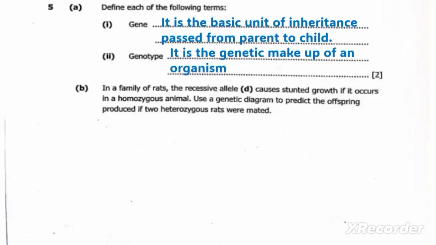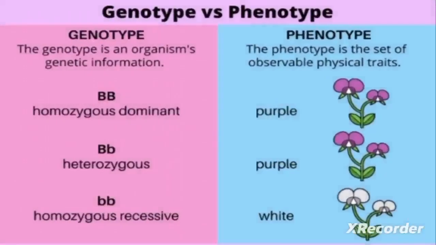Use a genetic diagram to predict the offspring produced if two heterozygous rats were mated. So the first thing that we need to do is to understand heterozygous. Before we understand heterozygous, we need to understand that homozygous means having the same alleles. As we can see, we have the same alleles: we have two capital letter B's.